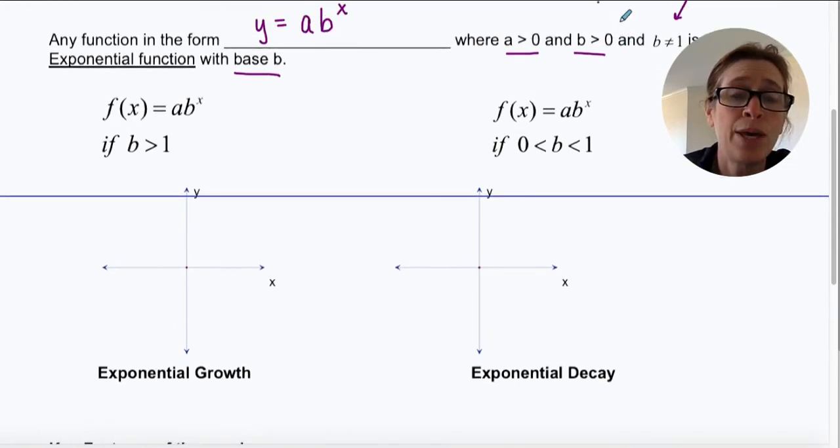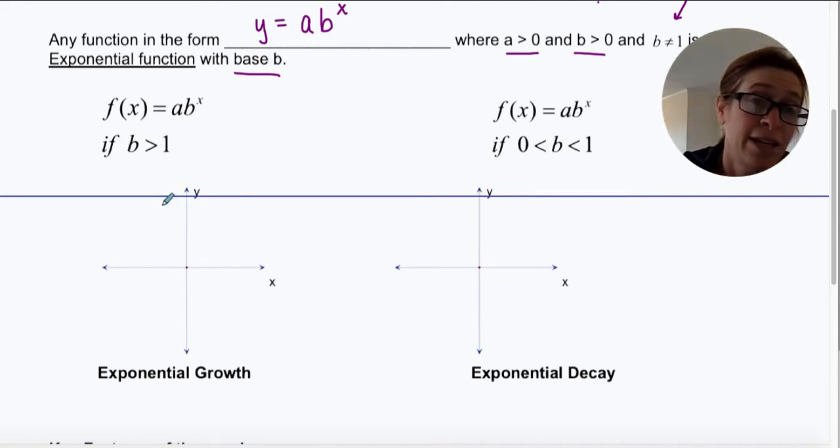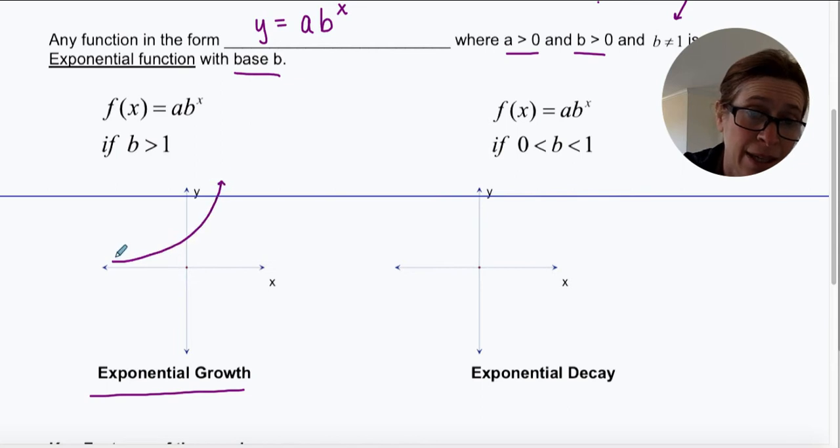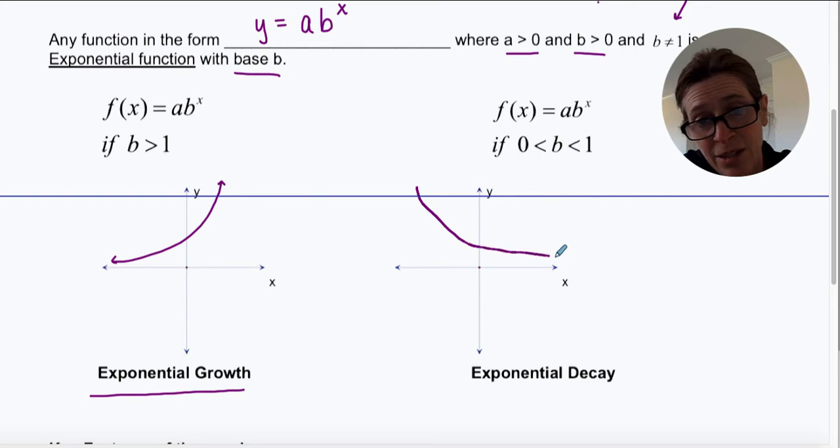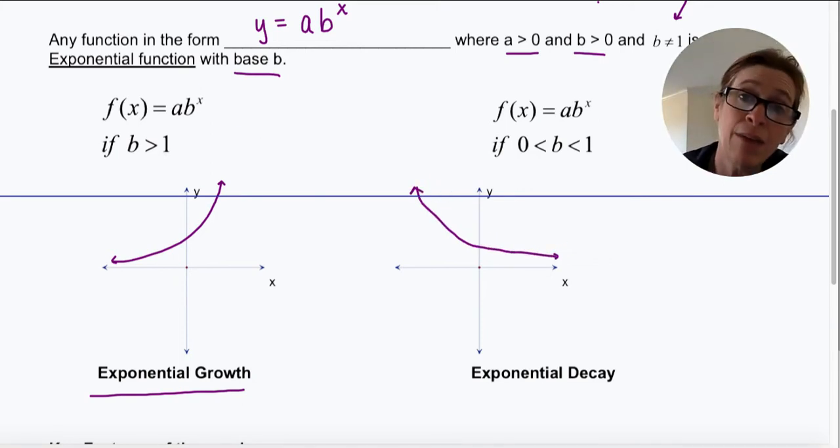But we have two different graphs that we were looking at the end of class today. One is called exponential growth, and it looks like this. And one is called exponential decay, and it looks like this. And growth and decay comes specifically from b, okay?